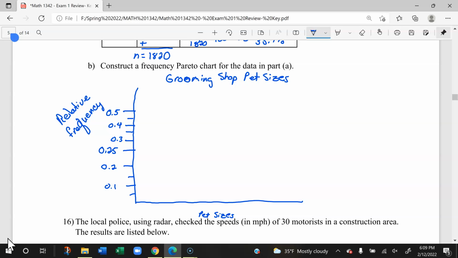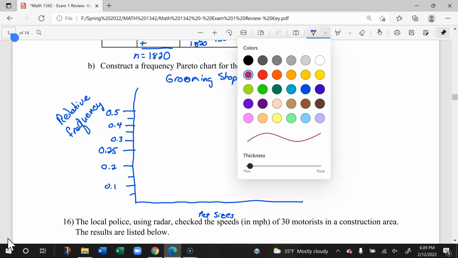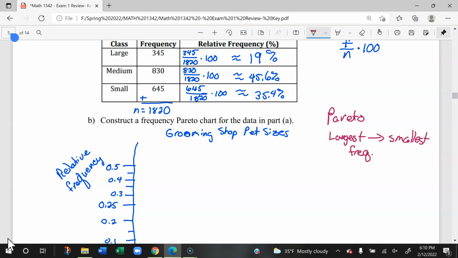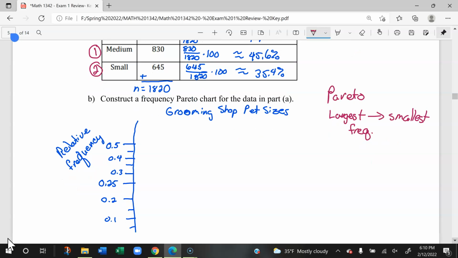Now, a Pareto, you have to remember that a Pareto goes in order from largest or most frequent to the smallest. And I'm not meaning by pet size or anything like that. I'm talking about the frequency. So we have to put these in order from the largest to the smallest. So actually this one is going to be number 1, this will be number 2, and this will be number 3. So we have to look at the frequencies. So we'll do medium, then small, then large.